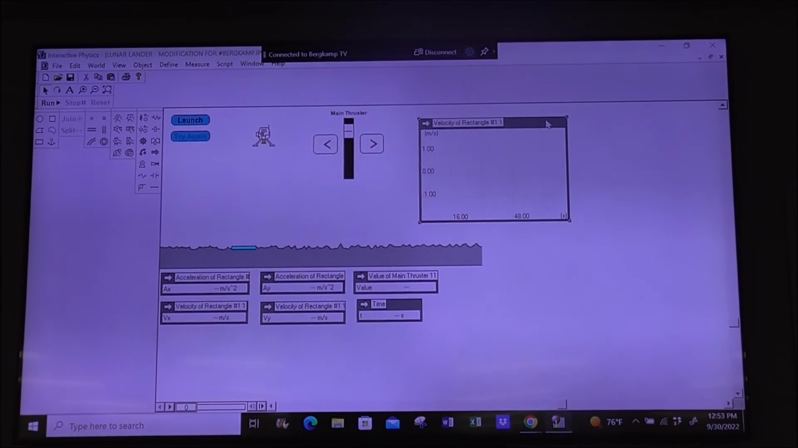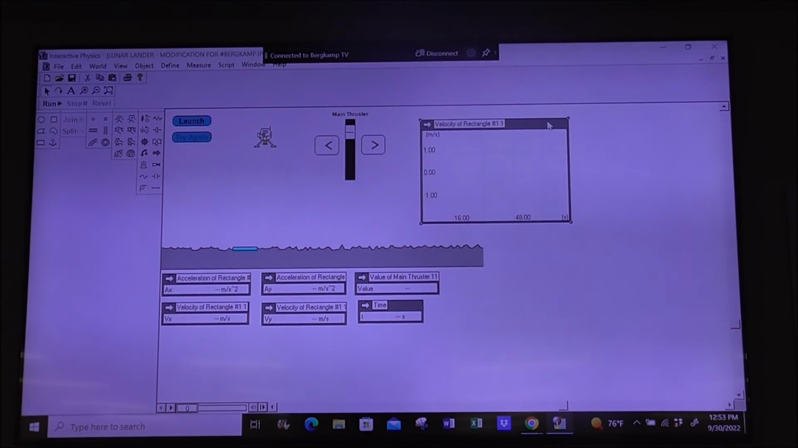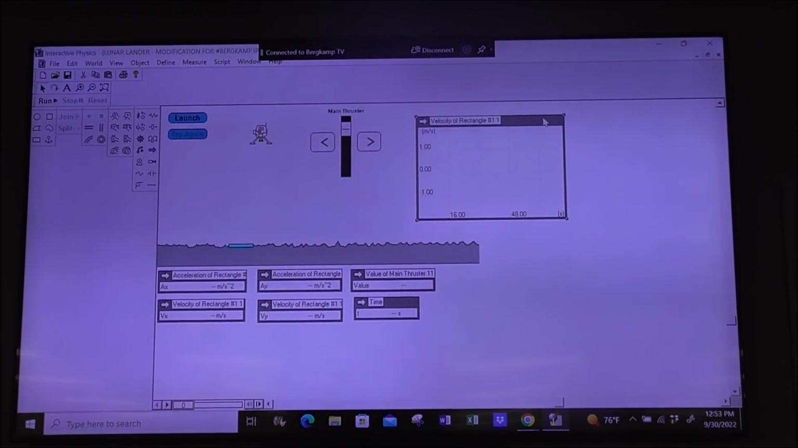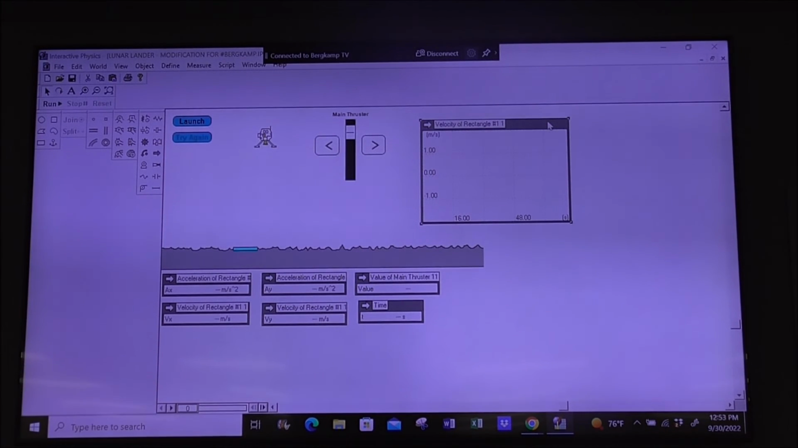Everybody, hello. Okay. So this is a program that's loaded on the laptops. It's called Interactive Physics 2000. So what this is going to simulate is this whole idea of, in this case, landing something on the moon. So you're going to try and land the lunar excursion module on the moon. So the program itself isn't horribly complicated. You hit launch, and you can control the value of the main thruster, which is that main vertical engine.